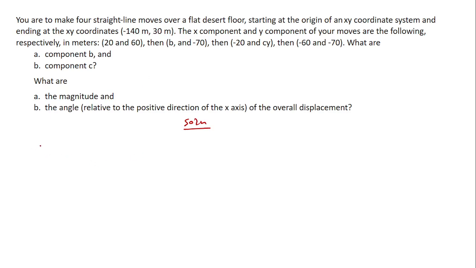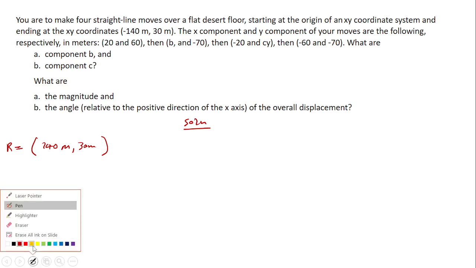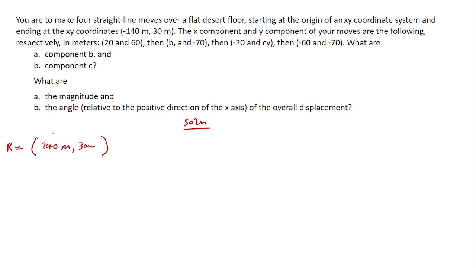In this particular case, you need to understand that the resultant, so I'm collecting my information, is 140 meters comma 30 meters. This is the resultant. If you look at this resultant, it is telling you that you have two components here: the x component and the y component. So the x component and y component of your moves are the following.